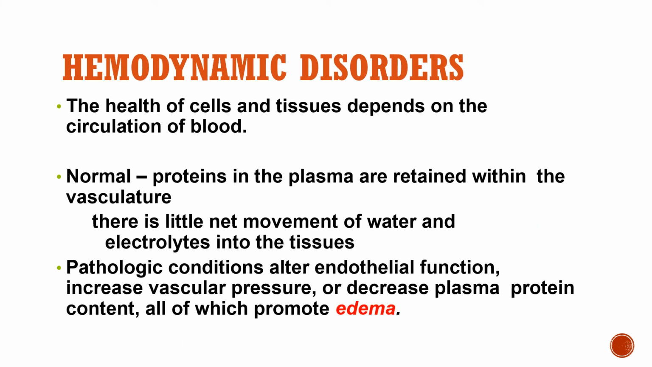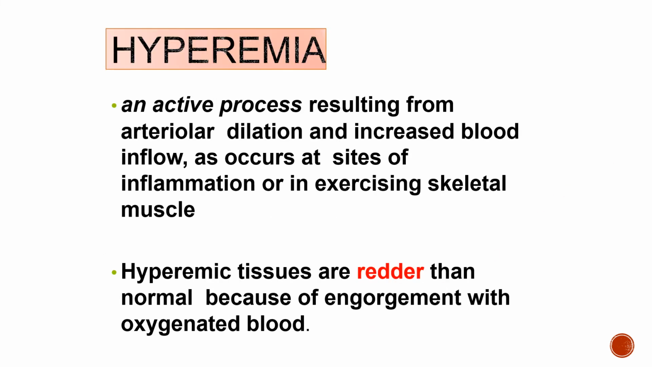Now we will see the hemodynamic disorders. The health of the cells and tissues depends on the circulation of blood. Normally, proteins in the plasma are retained within the vasculature and there is little net movement of water and electrolytes into the tissues. But in pathological conditions which alter the endothelial function, increase or decrease vascular pressure, or reduce the plasma protein content, all of which will promote edema. So now we will see some of the important hemodynamic disorders.